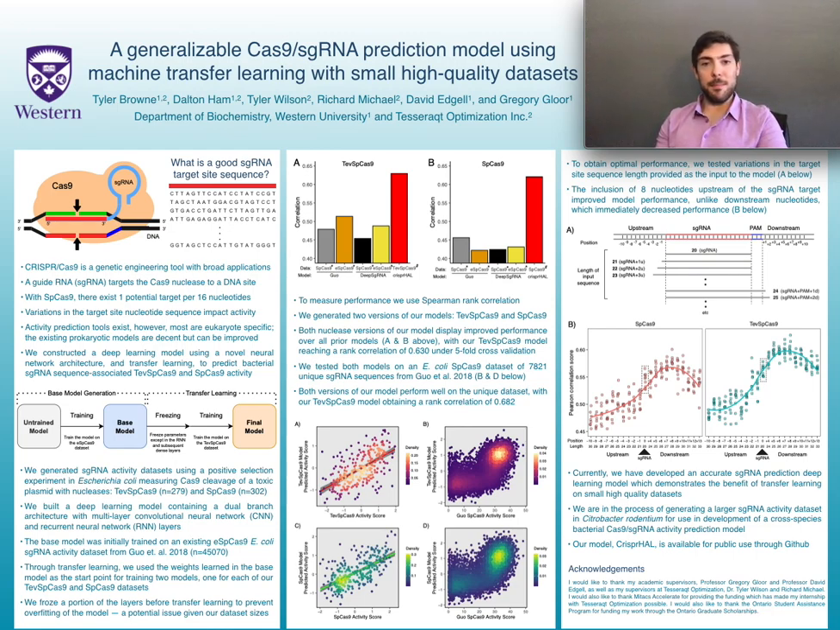Unlike downstream nucleotides, the inclusion of any additional upstream nucleotides resulted in a decrease in performance. Overall, we are presenting CRISPR-Hal, an accurate sgRNA prediction deep learning model, which demonstrates the benefit of transfer learning with small, high-quality datasets and exceeds the performance of all prior models on TEV-SP-Cas9 and SP-Cas9 nuclease sgRNA-associated activity prediction. Right now, we are in the process of generating a larger sgRNA activity dataset in the species Citrobacter rodentium, which will be used to develop a robust cross-species bacterial Cas9 sgRNA activity prediction model.